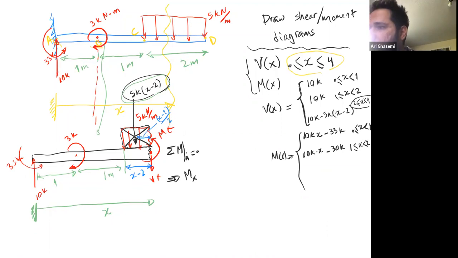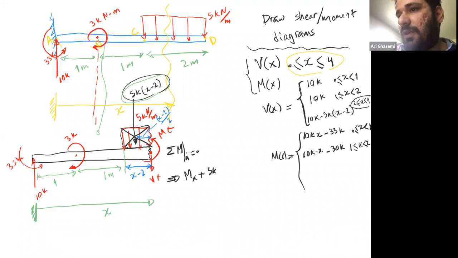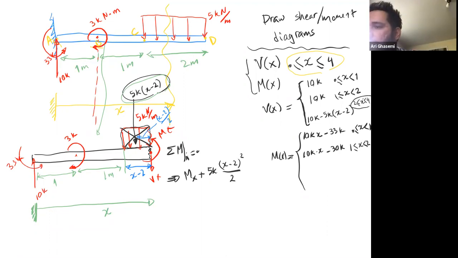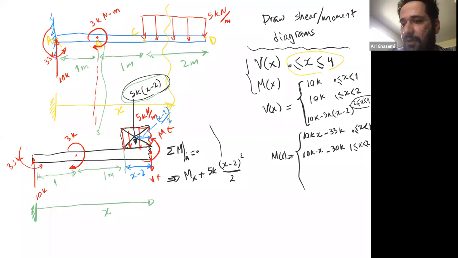times the moment arm, which is the distance, which is X minus 2. So you just simply write it plus 5K X minus 2 to the second power divided by 2. Why second power? Because, look, let's do this algebra right here with a different color. You multiply the value of force, which is 5K times X minus 2, by moment arm, which is X minus 2 divided by 2, right?